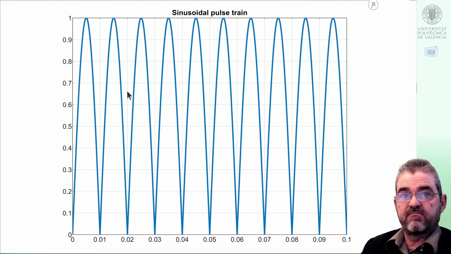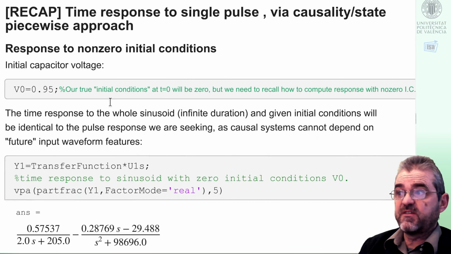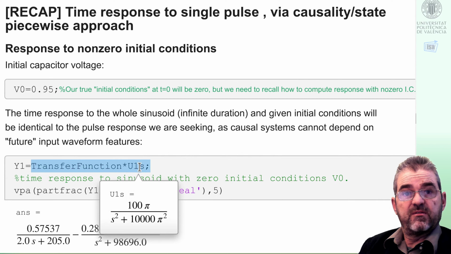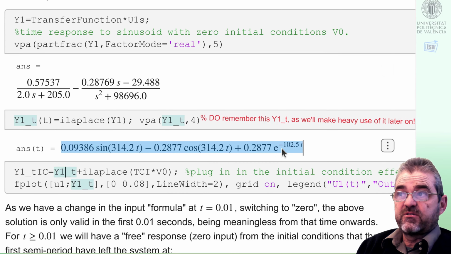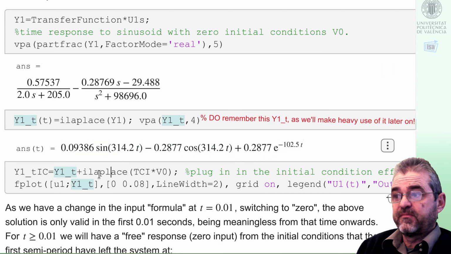We did it in a previous video, computing the time response of this transfer function to a sinusoidal, which has this Laplace transform. So this is the time response to a sinusoidal with 0 initial conditions.